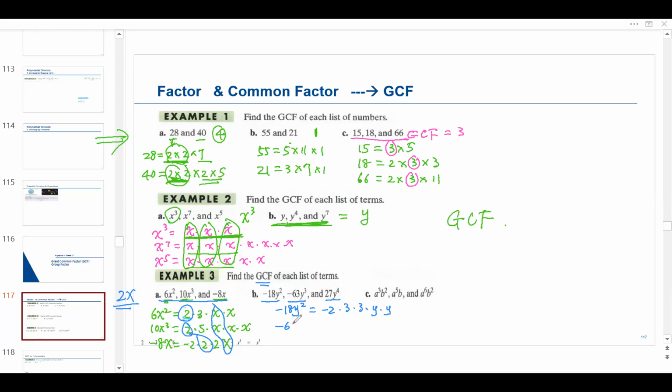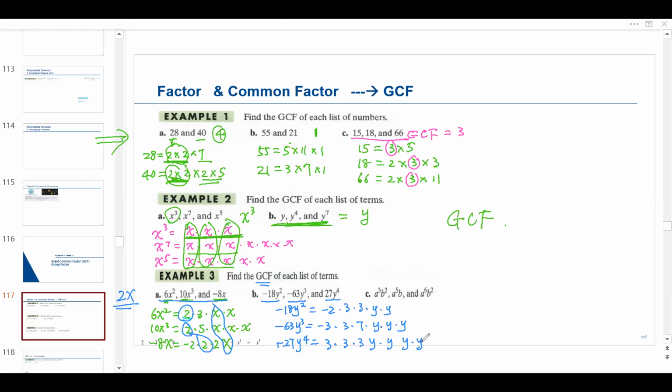Let's see the second one, negative 63y cubic. So here it equals negative, first we can find 3, right? Negative 3 and 21, right? Times 3 times 7. Actually, negative 3 times 7, and y, and y, right? The third one, positive 27y power 4. So 27 can break down to 3 times 3 times 3, and y, and y.